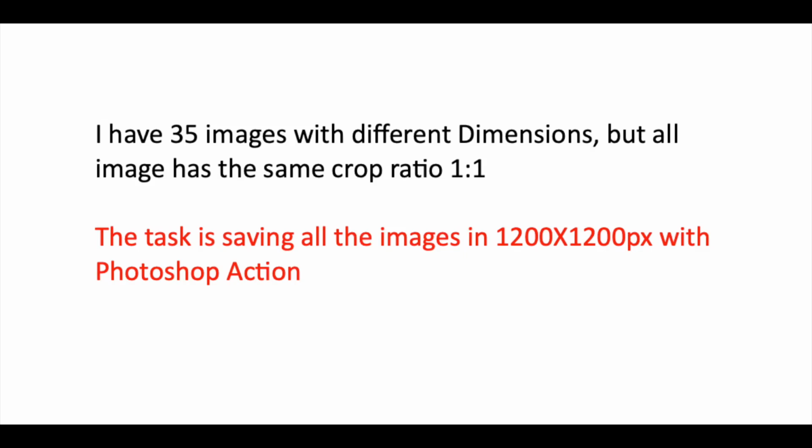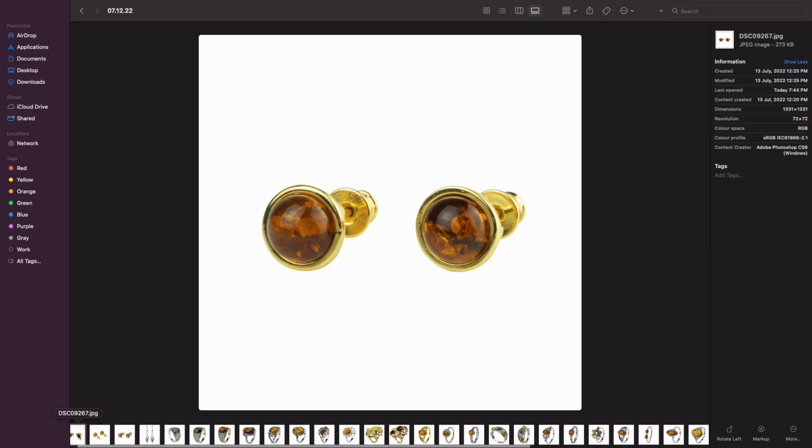I have 35 images with different dimensions, but all images have the same crop ratio of 1:1. The task is saving all the images in 1200 by 1200 pixels with a Photoshop Action. Here you see each image has different dimensions.